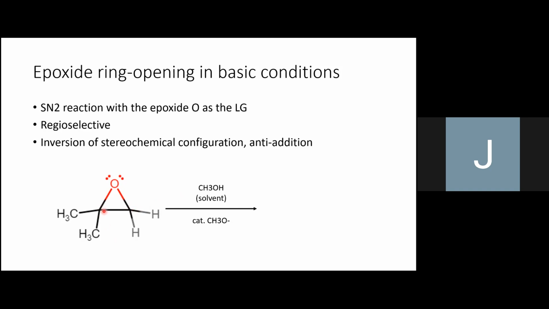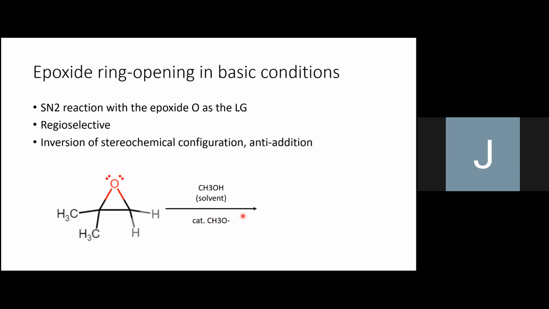Is it going to attack from the bottom and make these two substituents go up? Or is it going to attack from the top and make these two substituents go down? So, as I said before, in this reaction we have this epoxide here, and our solvent is going to be this methyl alcohol. And we're going to have a catalytic amount of this base, this conjugate base.